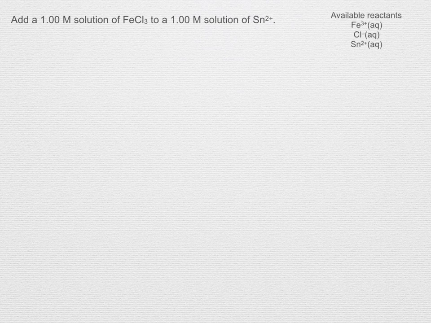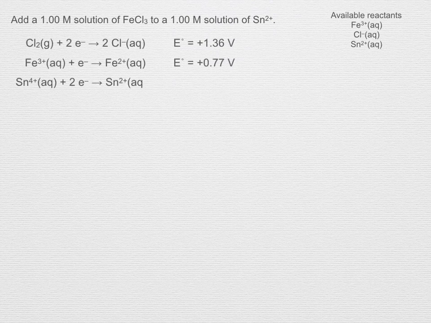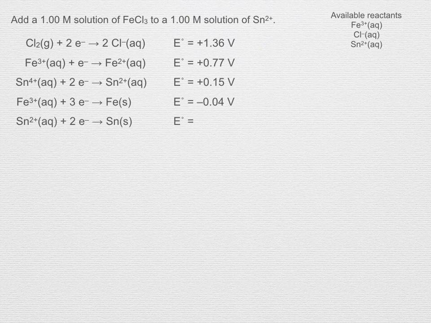Now, add 1 molar iron chloride to a solution of tin 2+. We've got iron 3+, chloride ion, and tin 2+ that are present. Again, there are two tin 2+ equations and two Fe3+ equations, 5 equations total. Here they are. Now, switch the chlorine and the 1 tin equation around to get all the reactants on the correct side.